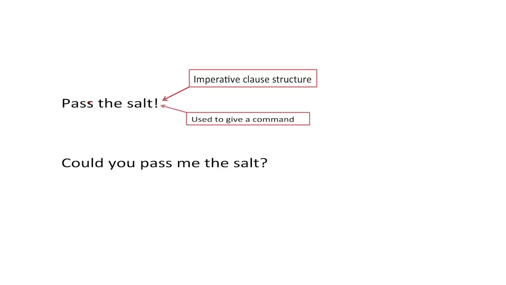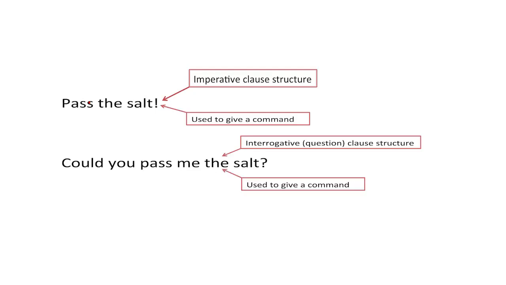"Pass the salt" is an imperative clause, and it's being used to give a command. "Could you pass me the salt" is an interrogative clause, not an imperative clause, because it has the structure of a question, even though it may be intended as a command. So let's move on to look at the structure of interrogative clauses now.